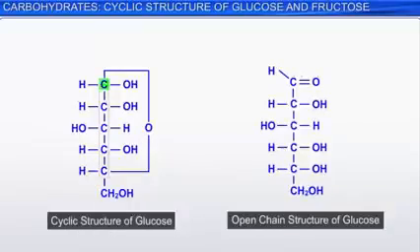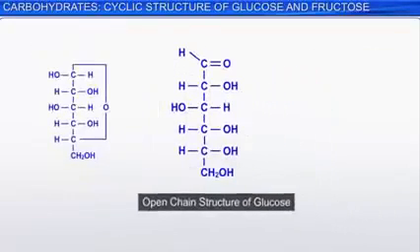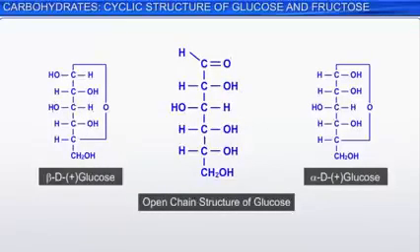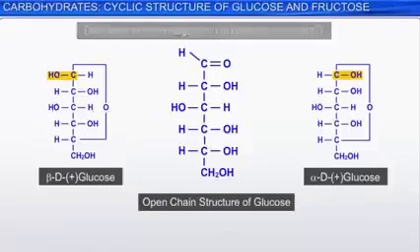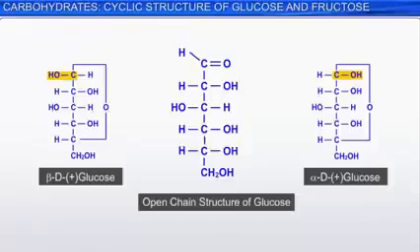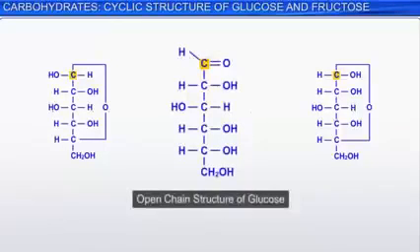This cyclic structure has one chiral center more than the open chain structure. Therefore, two possible isomeric forms are possible, as shown here. These two isomers differ in the configuration of the hydroxyl group at C1. Stereoisomers that differ in the configuration at C1 are known as anomers. C1 is called the anomeric carbon. Note that it is the aldehyde carbon before cyclization.